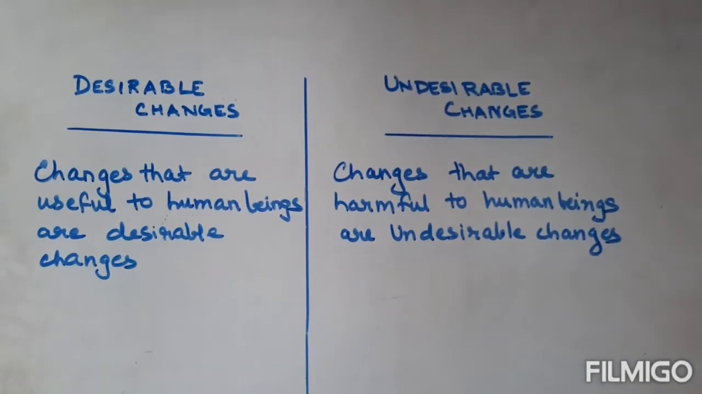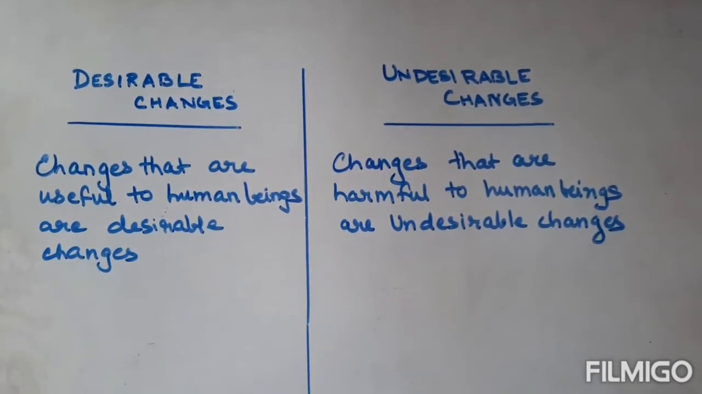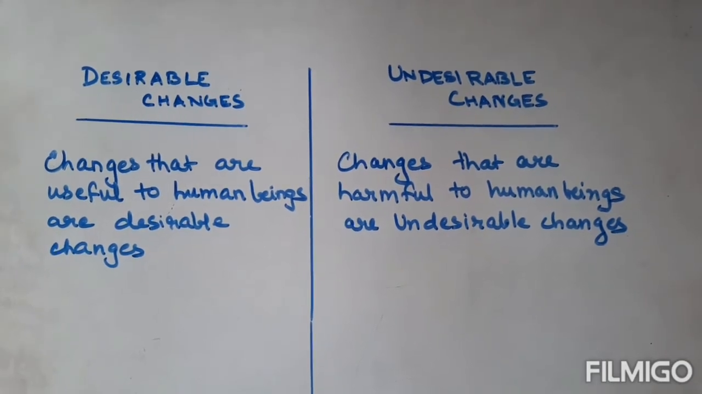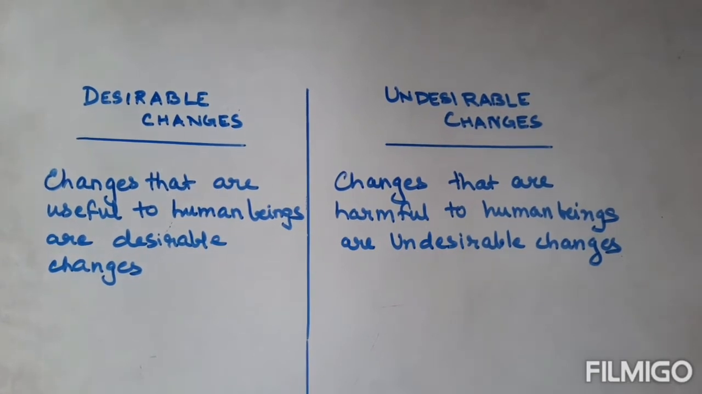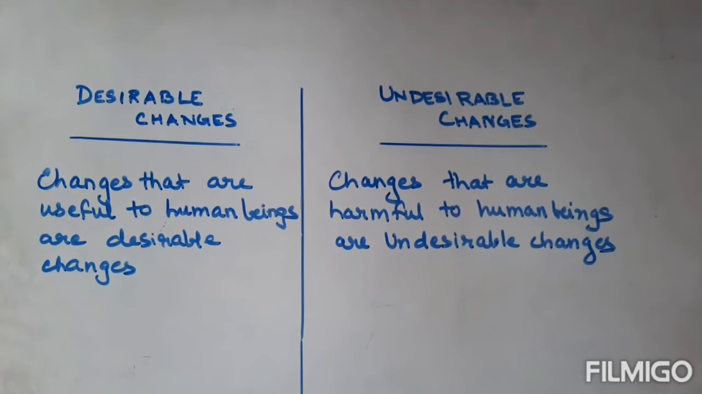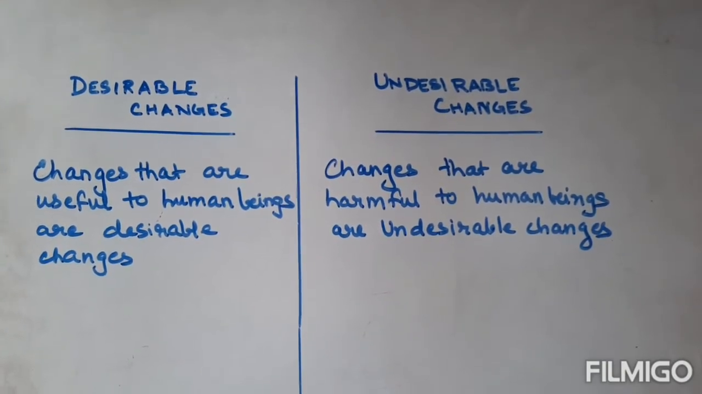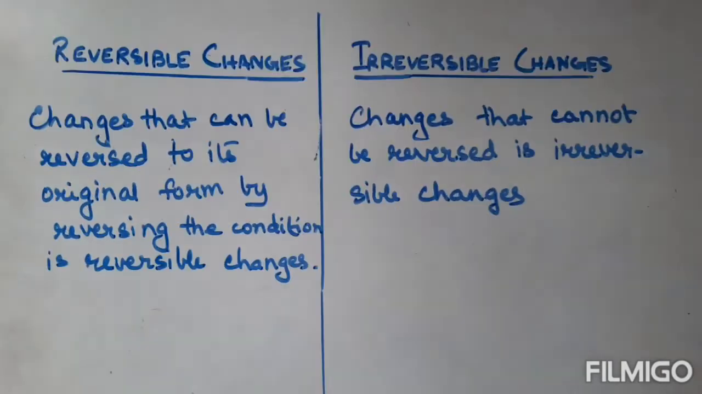There are some changes which are desirable, but excess of it is not desirable. They become undesirable. Like rain is desirable, but excess of rain, which causes flood, is not desirable. Burning of fuel for cooking is desirable, but excess of fuel burning produces air pollution, which is not desirable.